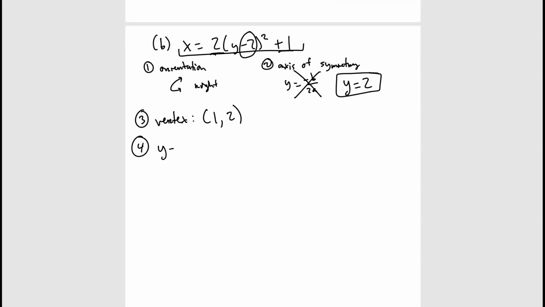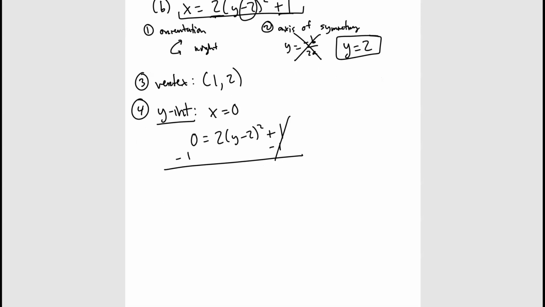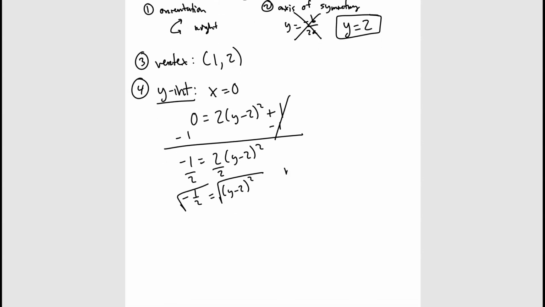Then we're looking for y-intercepts. That's when x is equal to 0. So I'm going to have 0 is equal to 2y minus 2 squared plus 1. I'm going to subtract the 1 over, and I'm going to have -1 is equal to 2y minus 2 squared. And already you can imagine that there's going to be no intercepts, because when we take the square root, you're going to take the square root of a negative number. The square root of a negative number is no solution, so you're going to have no y-intercepts.